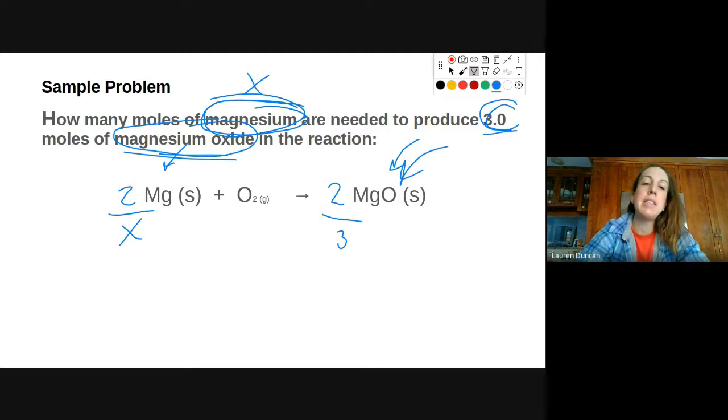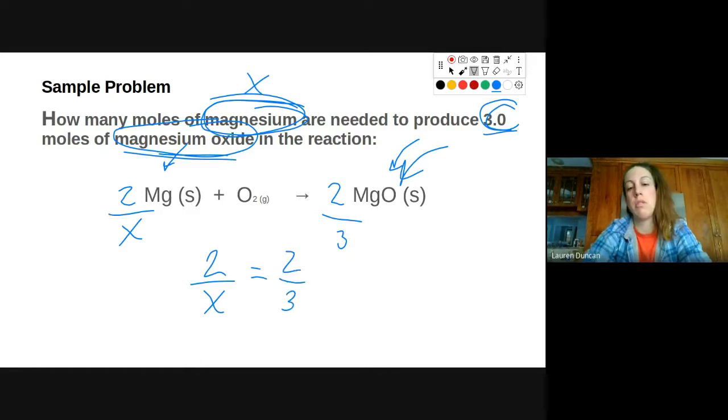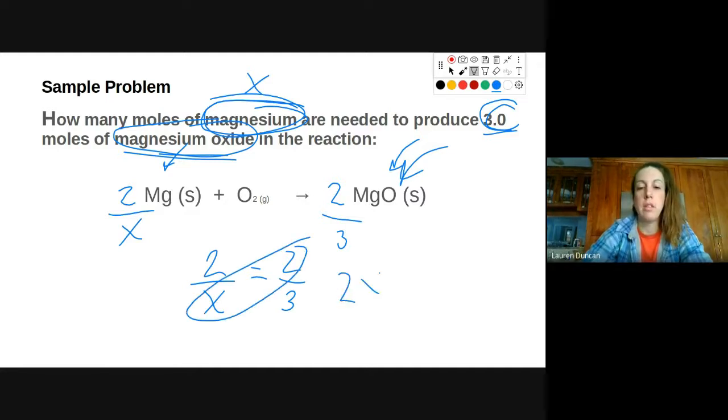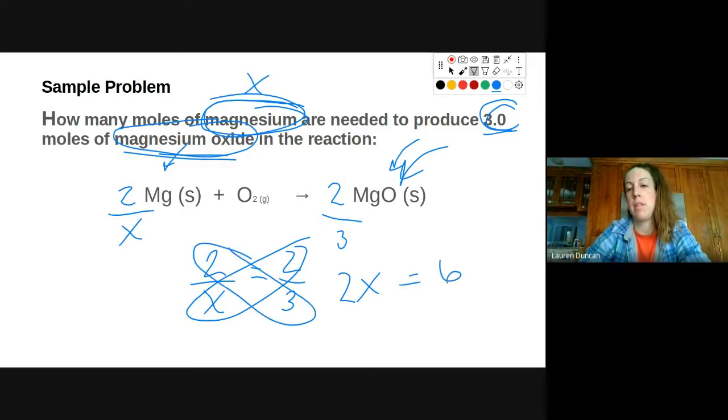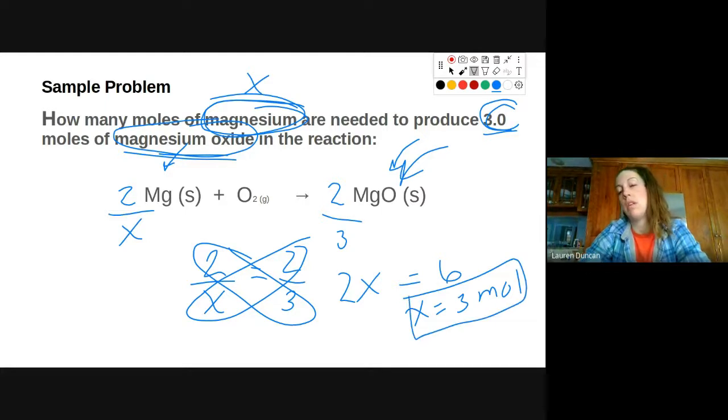Now from here, I can set up a proportion using what I have in the balanced chemical equation. 2 over X moles from the magnesium would equal 2 over 3 moles from the magnesium oxide. I could then cross multiply. 2x equals 6, divide the 6 by 2, and I would find that, yes, indeed, I do need 3 moles of magnesium to produce 3 moles of magnesium oxide in this reaction.